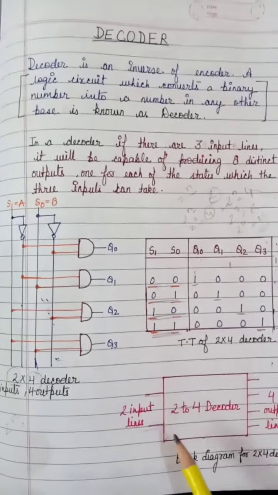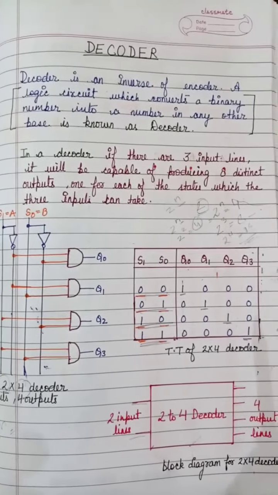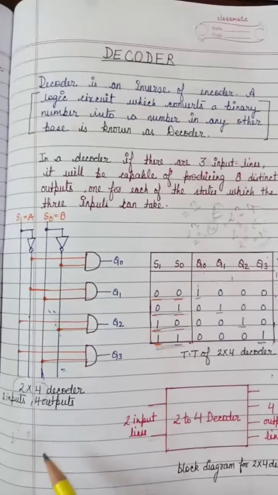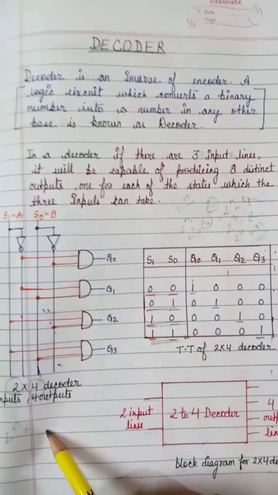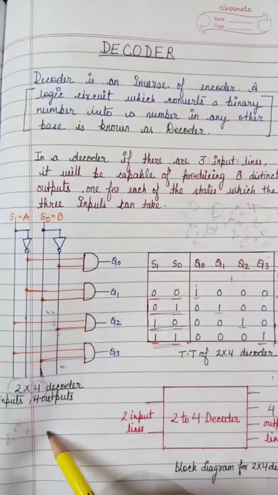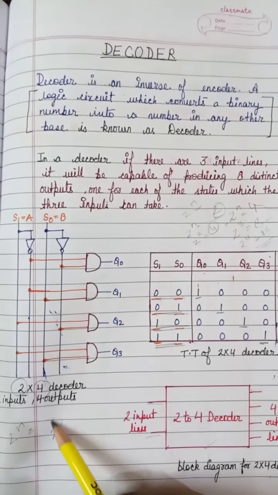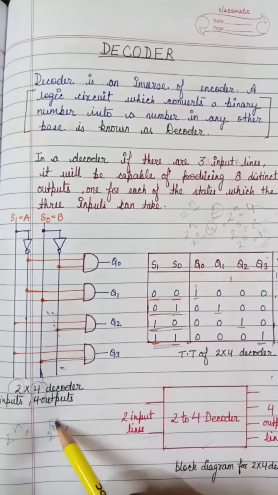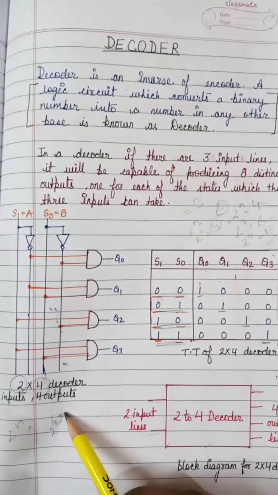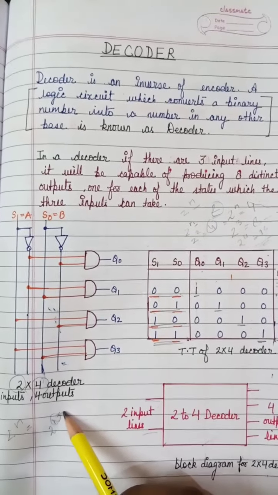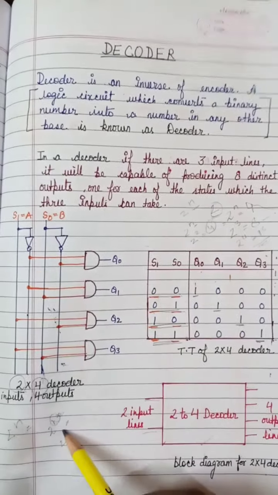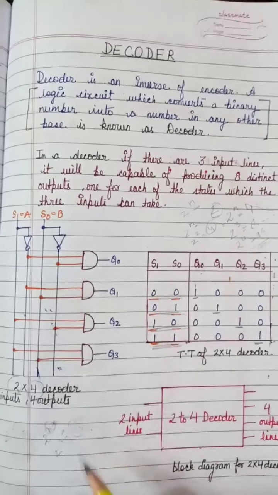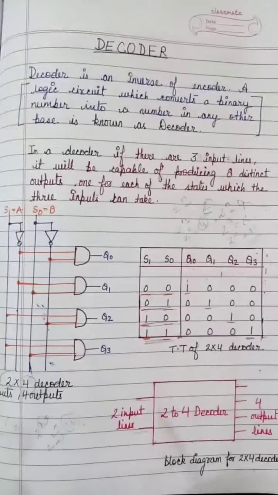Now we'll discuss 2 to 4 decoder. 2 to 4 means 2 input lines. So how many output lines will be there? 2 to the power n. What is the value of n in this case? 2, as we are saying 2 input lines. So 2 to the power 2 means 4 output lines will be there in case of 2 input lines.